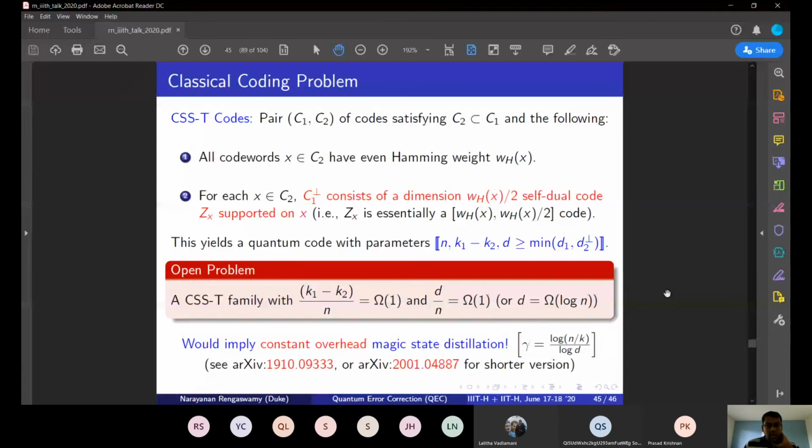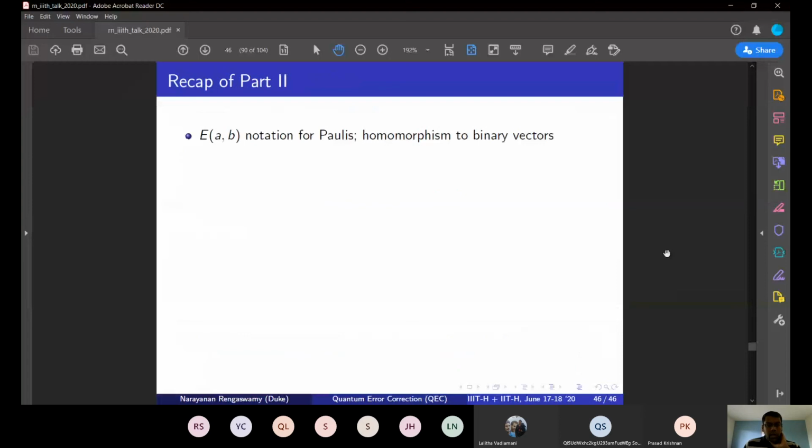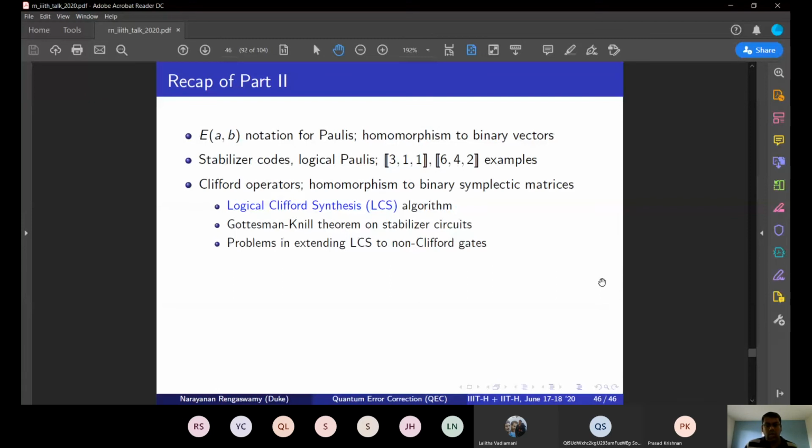Okay, to summarize, I introduced the binary notation for polys. We saw these two examples, and we saw the Clifford synthesis, the high-level idea of Clifford synthesis, and the Gottesman-Knill theorem of efficient classical simulation. And then we couldn't extend our Clifford synthesis to non-Clifford gates.